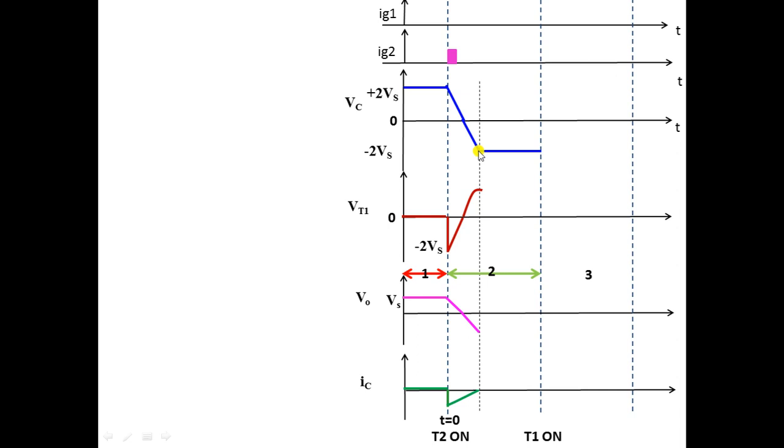Once it is charged fully to minus 2 Vs, the current through capacitor will be 0. It will decay down to 0.